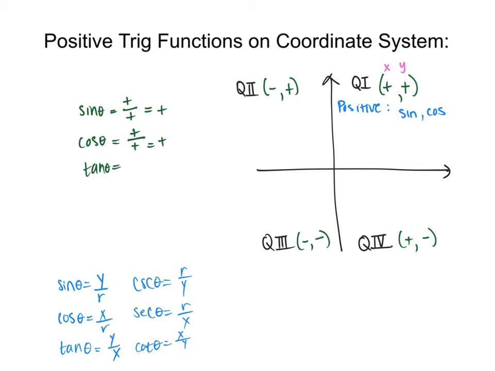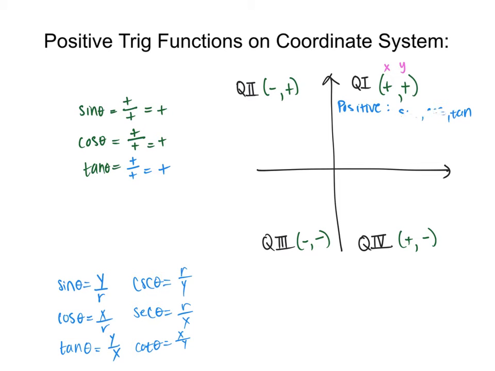Then we have tangent, which is our x over y. Well, first quadrant, they're both going to be positive. Positive over positive is still a positive. So tangent works here as well. And I also like to mention, because these three work, that means their reciprocal identities will also always be positive. So in this case, all of these trig functions are going to be positive in the first quadrant because x and y are all positive.